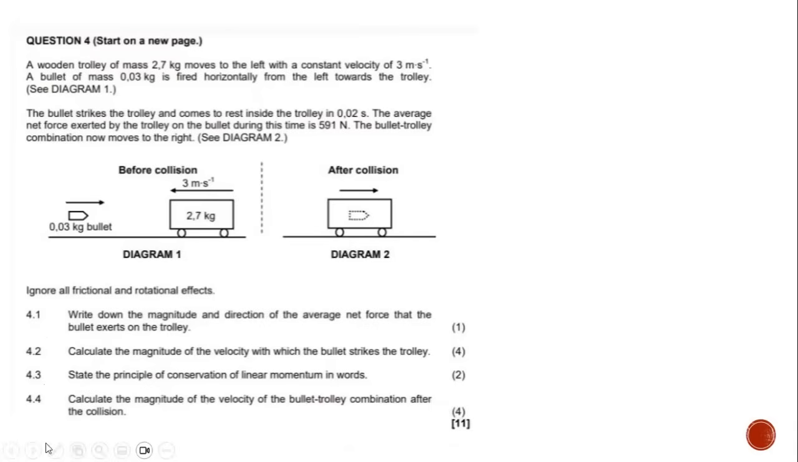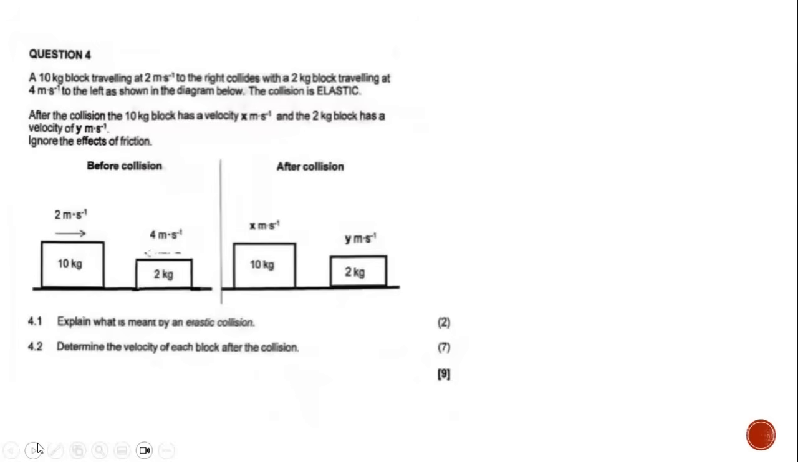Okay, nice, interesting. Then we have the last one here. For 9 marks, it says a 10 kg block traveling at 2 meters per second to the right collides with a 2 kg block traveling at 4 meters per second to the left, as shown in the diagram.